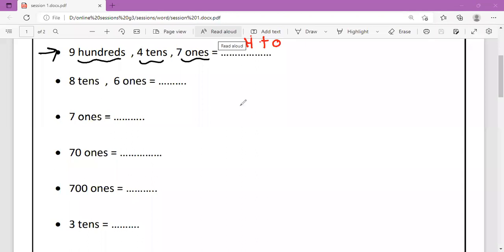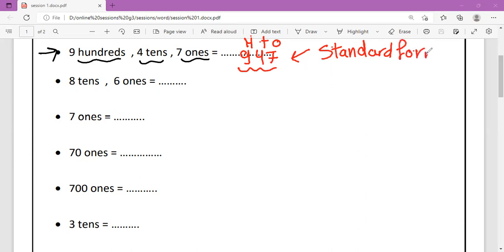Which digit is in the ones place? We have 7, that's right. Which digit in the tens place? We have 4. Which digit in the hundreds place? We have 9. So the actual number is 947. This is when you have the place value of each digit and I want you to tell me the standard form of this number. This is standard form.